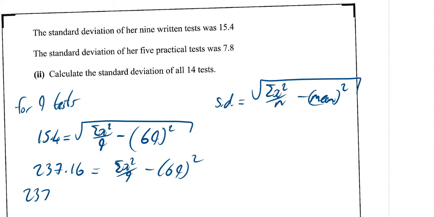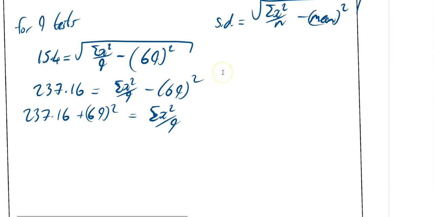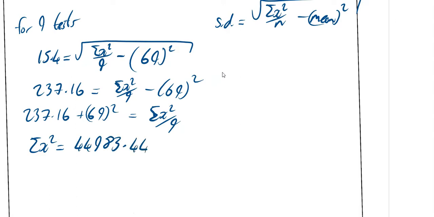And then that's 237.16 plus 69 squared is equal to sigma x squared over 9. Then multiply across. You've got the 237.16 plus 69 squared, press equals, and then multiply that by 9. I have got my sigma x squared works out to be 44983.44. So that's for the 9 tests we've done.